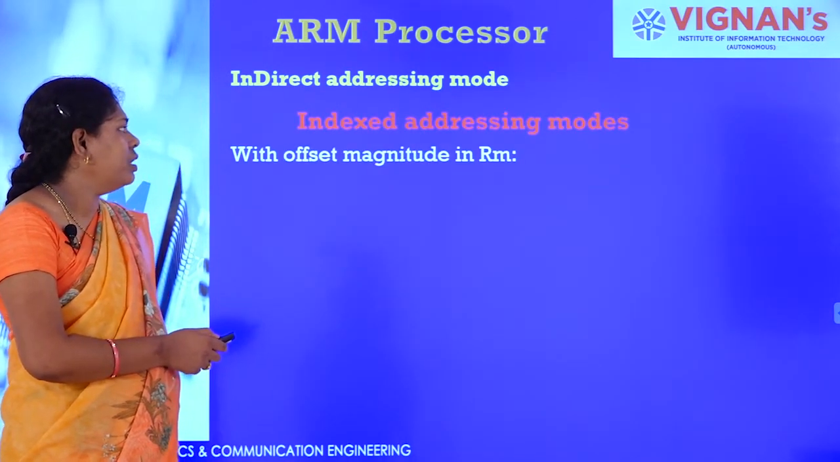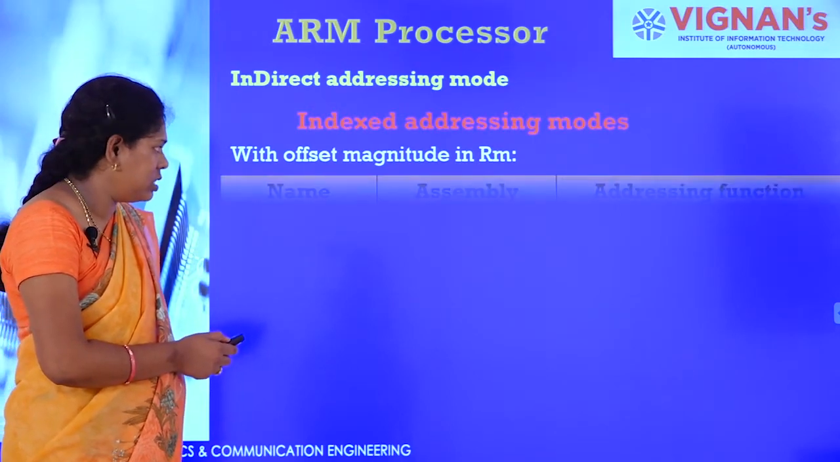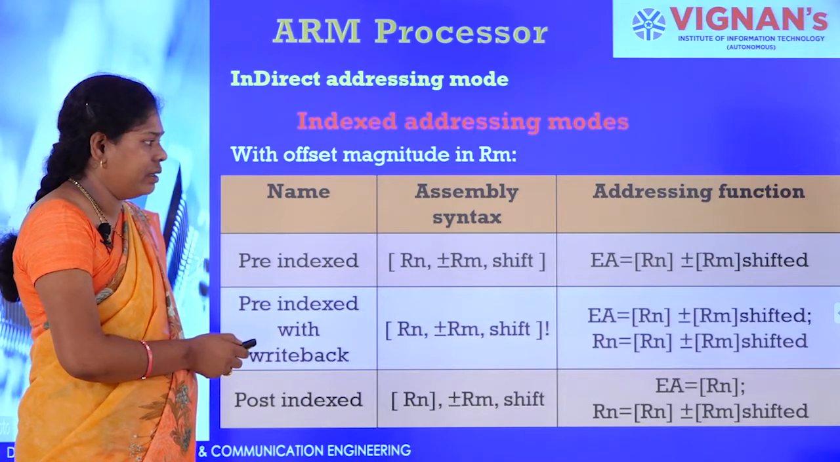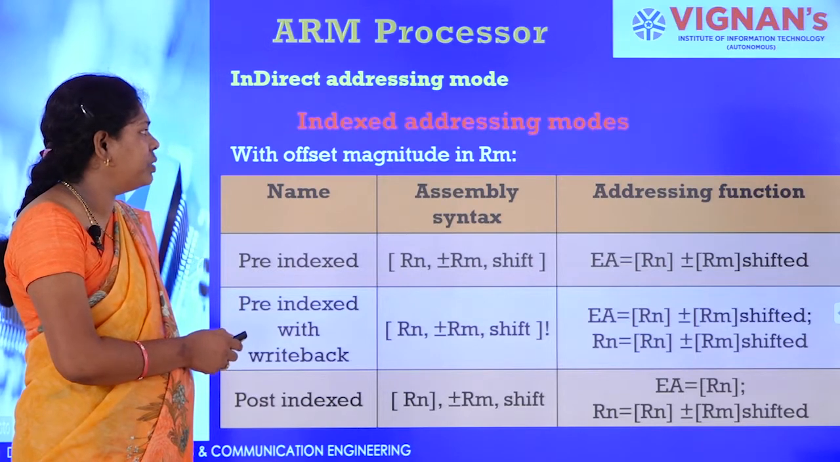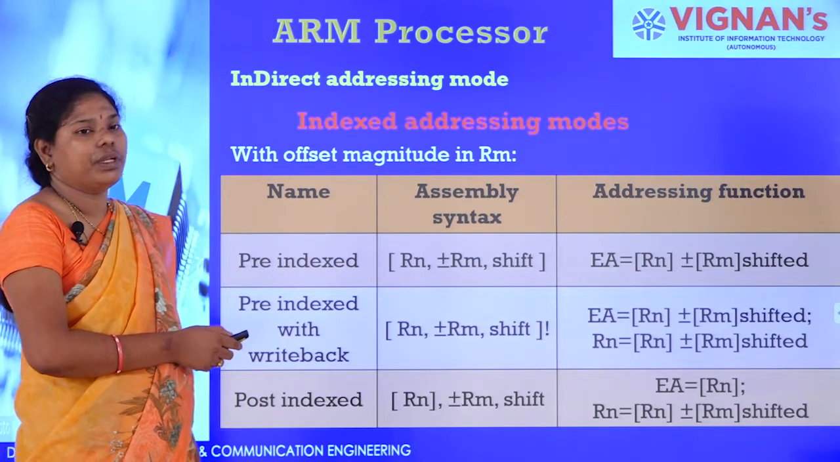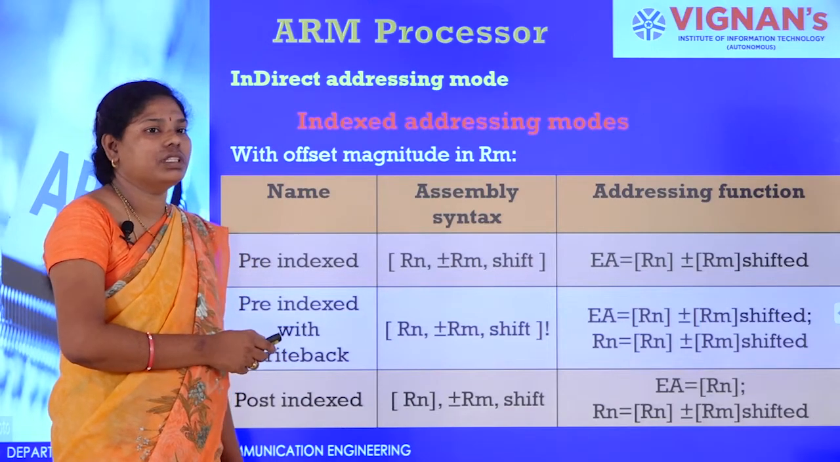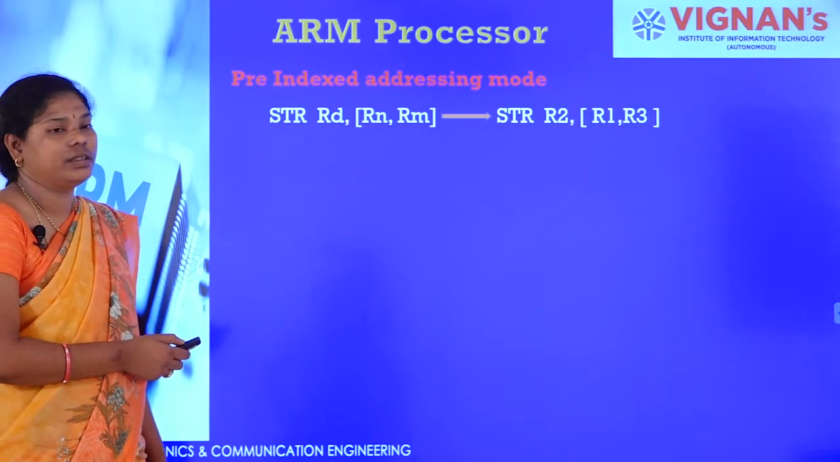Later, in place of the immediate offset, we are using a register directly. Here we can add or subtract. It is the same thing; the only difference from the previous case is that there we directly specify the offset, whereas here we specify it with a register. Okay, let us see the example of pre-indexed addressing mode.